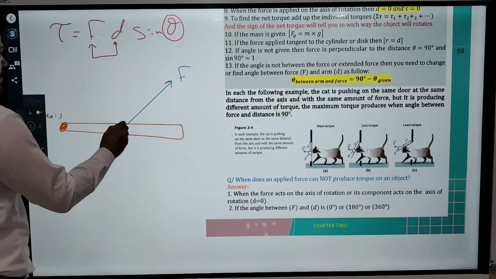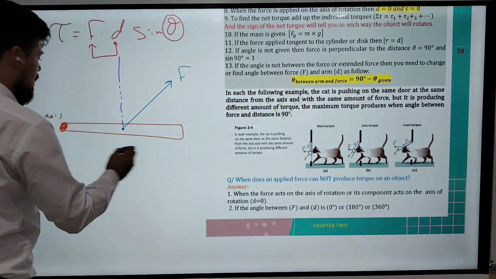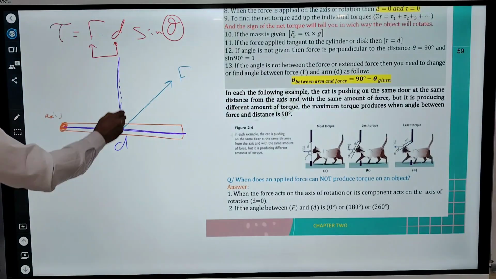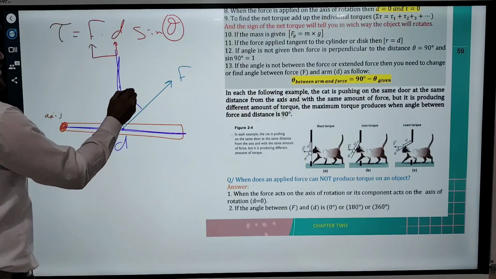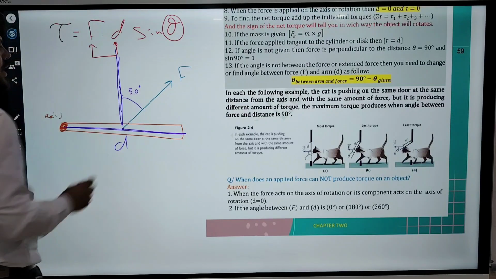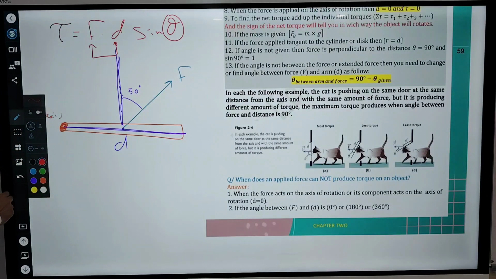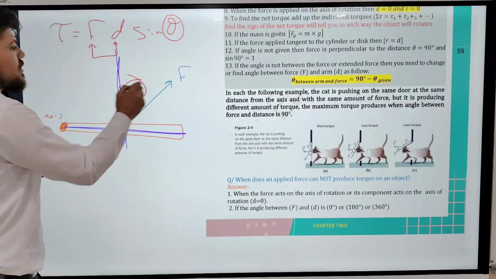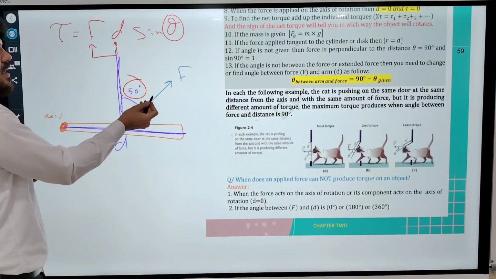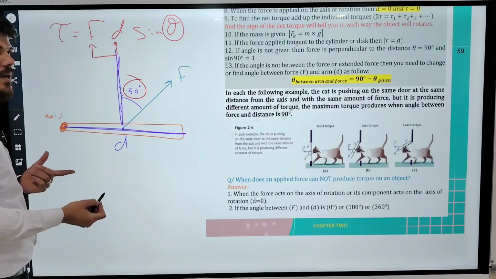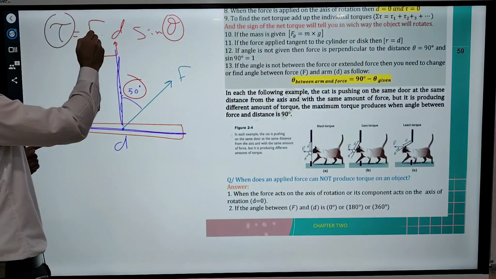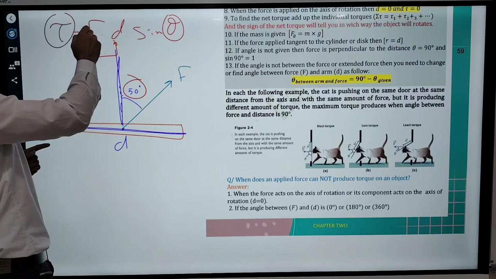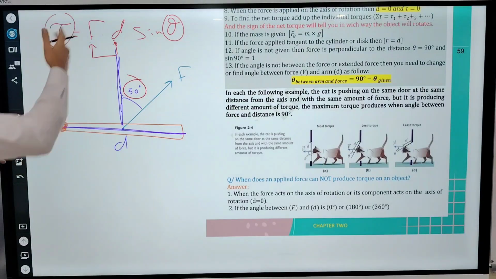But if the angle is given with this normal, okay, where this is the distance, and this is the normal, okay? If this angle is given, for example, 50 degrees, okay? So you have to convert this angle. Why? Because this angle is not between force and distance. This angle is between force and normal. But the equation of torque says F times d sine theta, and this theta should be between the distance and the force, the arm and the force.